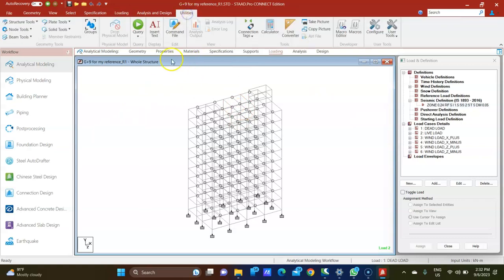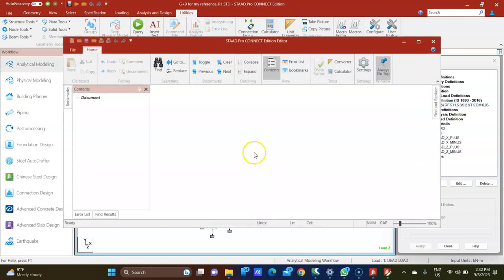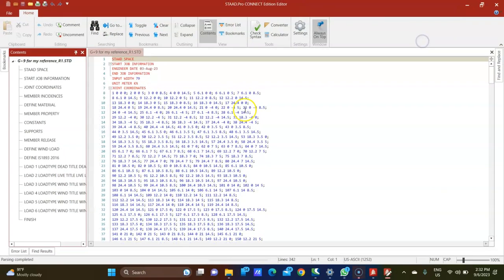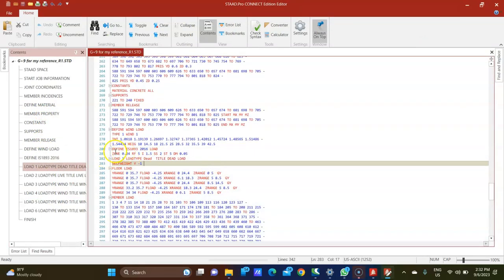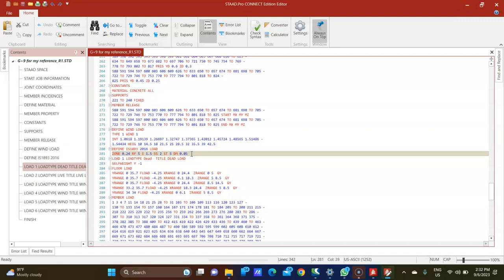Come to that editor file, the start input editor, I mean the command file. If you click on that, here we define IS 1893-2016 loads. Under this line, you have zone factor, response reduction factor, importance factor. SS means type of soil, ST means type of structure, and damping ratio. Using that command, SCAD will calculate that alpha, but you need seismic weight. Seismic weight means 100% dead load and some percentage of live load.